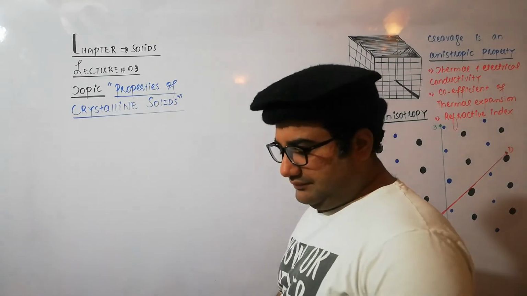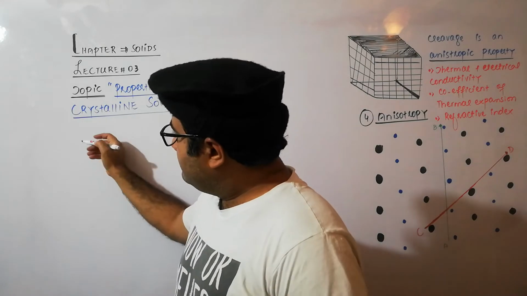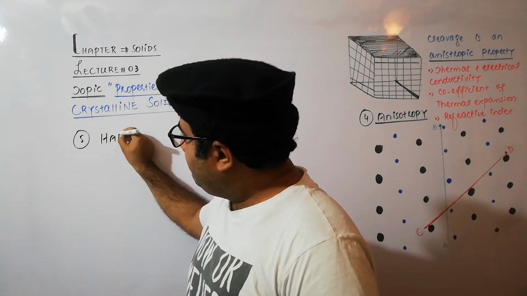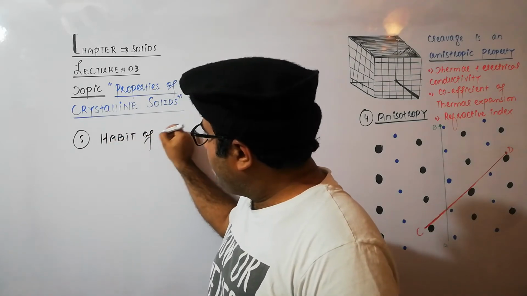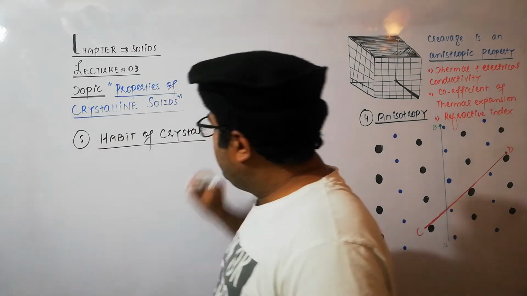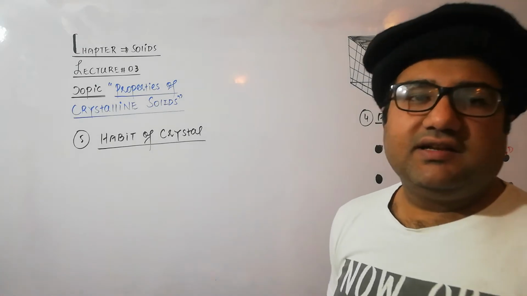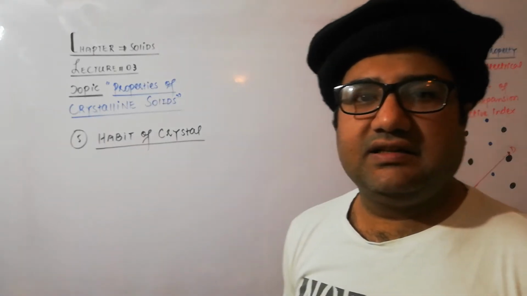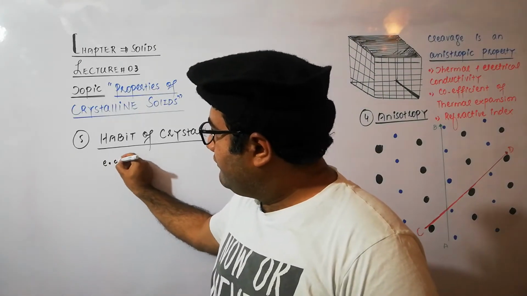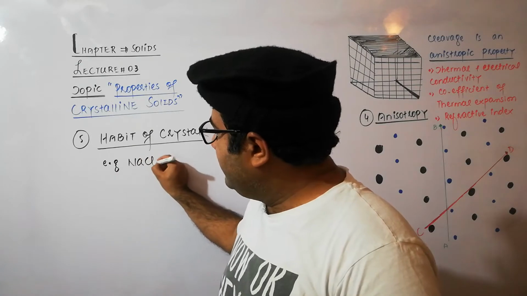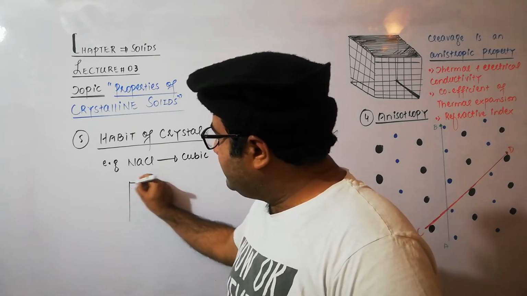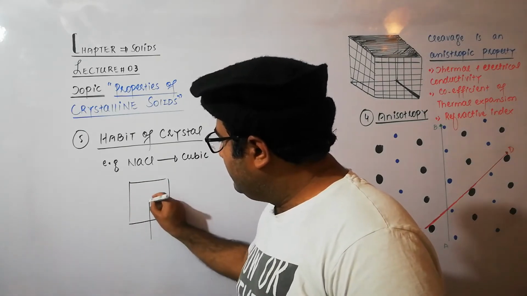The fifth one, and that is the habit of crystal. Habit of crystal is actually the specific shape in which a crystal grows. For example, the habit of NaCl crystal is cubic. So NaCl crystal grows in the form of a cubic crystal.